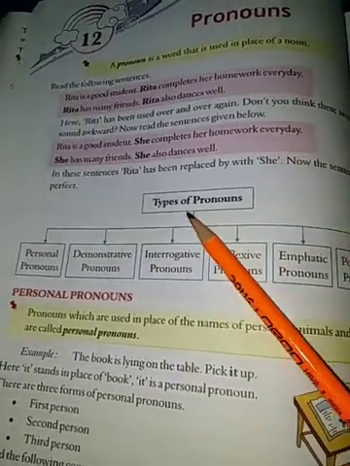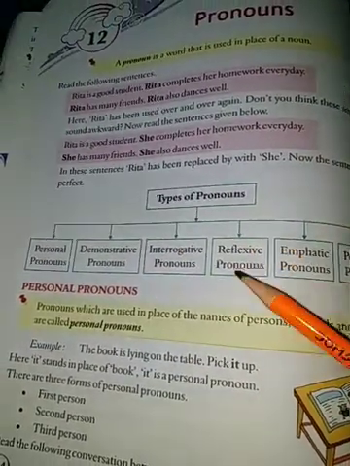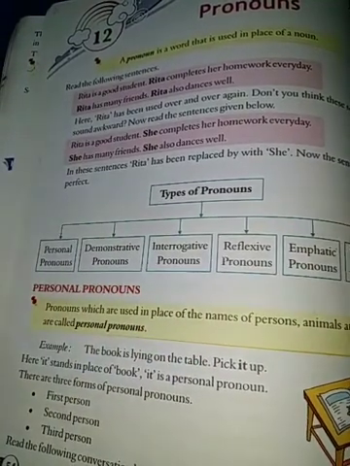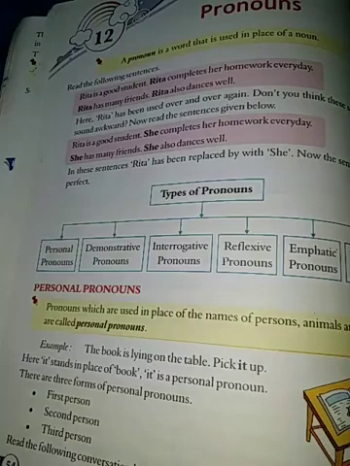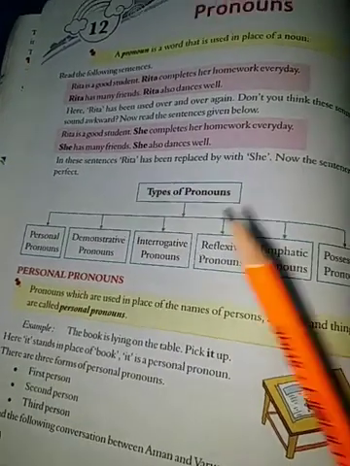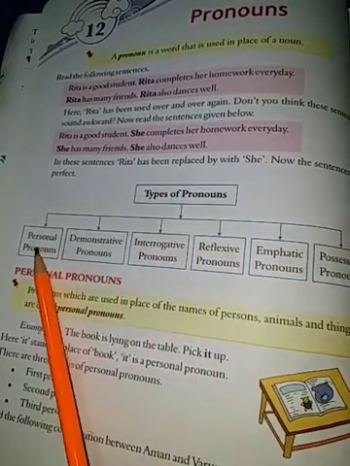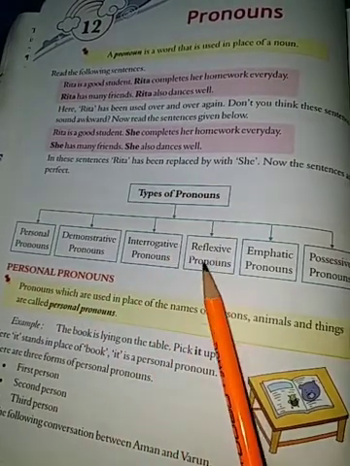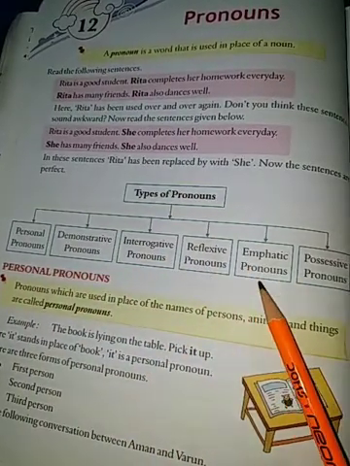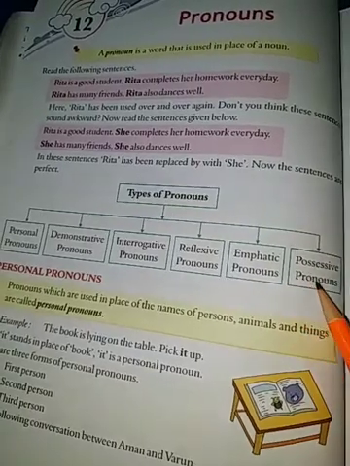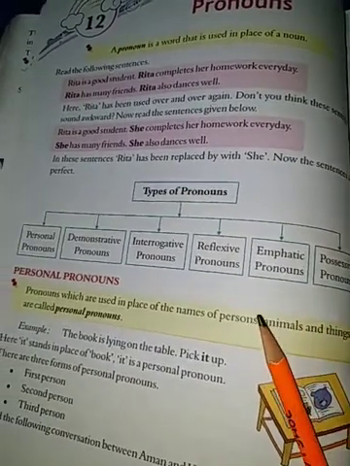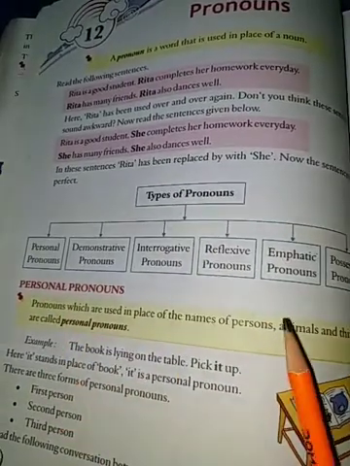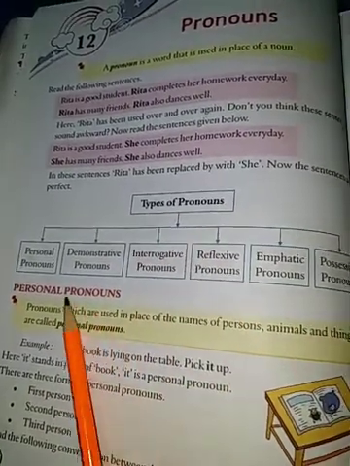Now, here we can see types of pronoun. You all have to write the types of pronouns and you all have to learn them also. Definition of pronoun and types of pronoun, you all have to learn. Types of pronoun: personal pronoun, demonstrative pronoun, interrogative pronoun, reflexive pronoun, emphatic pronoun, possessive pronoun. There are 6 types of pronouns. First of all, we will study all these pronouns here today.